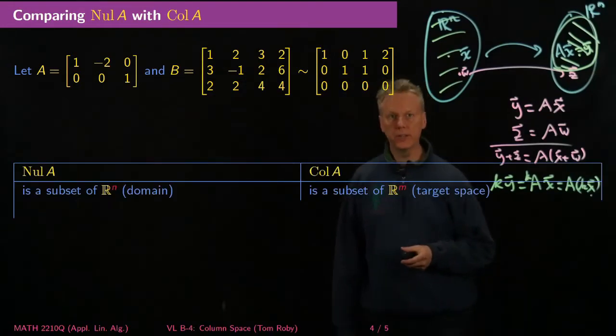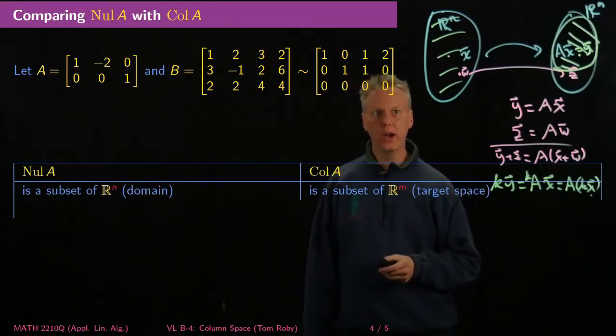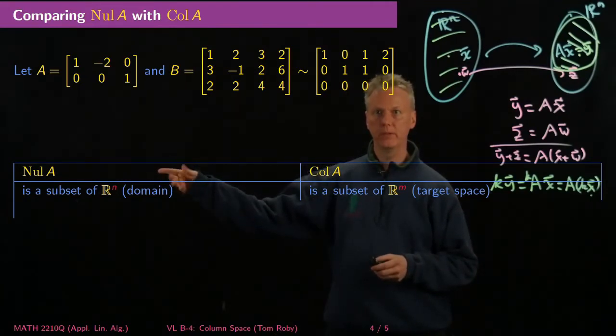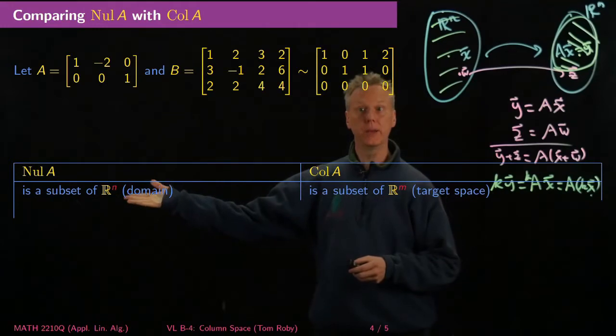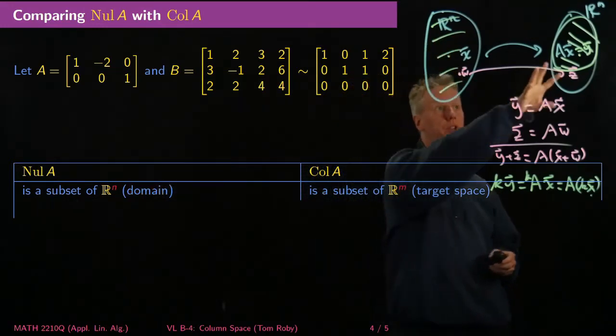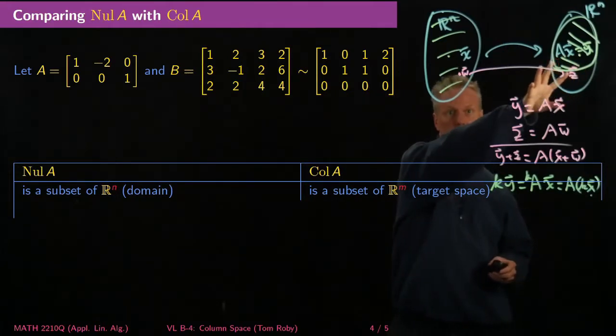Okay, so here's our table for comparison. So the first big difference is the null space of A is a subset of R to the n, the domain here, whereas the column space of A is a subset of the target space, or the codomain, R to the m.